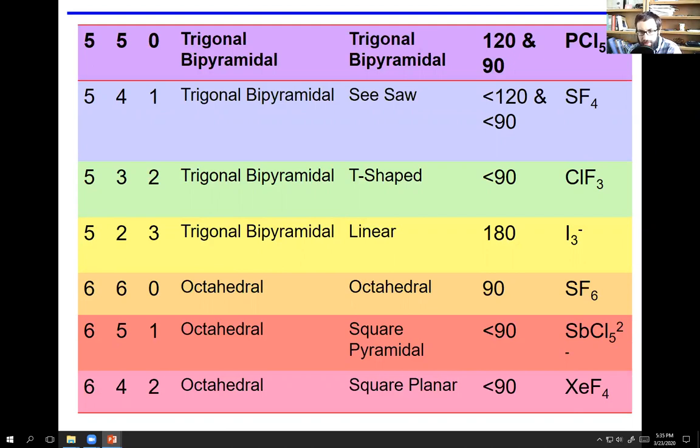So please try your best. Either make a model with toothpicks and candy or marshmallows or something, or go on those links that I shared. There's a lot of resources on the web campus for this chapter that you can look at for visualizing molecules, okay?